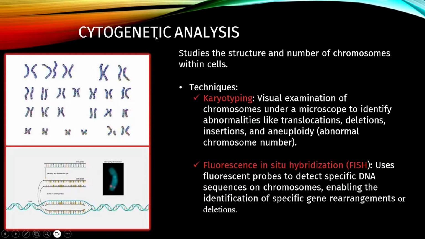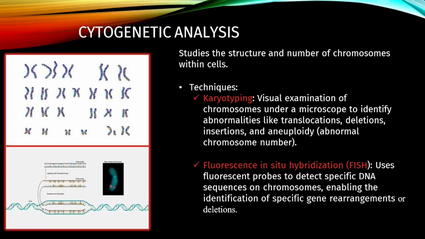Let us go to cytogenetic analysis. Cytogenetic analysis, from the term itself we can understand it is chromosomal studies. Studies the structure and number of chromosomes within the cells. The techniques used are karyotyping and fluorescence in situ hybridization, FISH. In karyotyping, visual examination of chromosomes under a microscope to identify abnormalities like translocations, deletions, insertions, and aneuploidy. Aneuploidy means abnormal chromosome number.